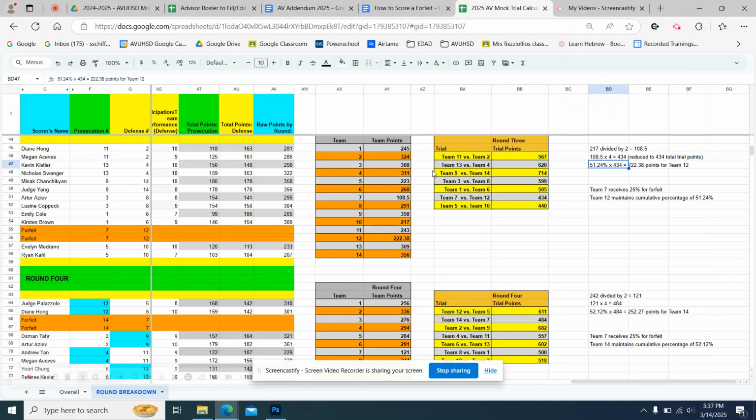Okay, so in the case of Team 7 forfeiting in round 3, the lowest score was 217 points. With that in mind, half of 217, divided by 2, and unfortunately I have to use decimals, is 108.5. And then if you want to get the total amount of points for that round, you would multiply 108.5 times 4. So 434 is the total amount of trial points.